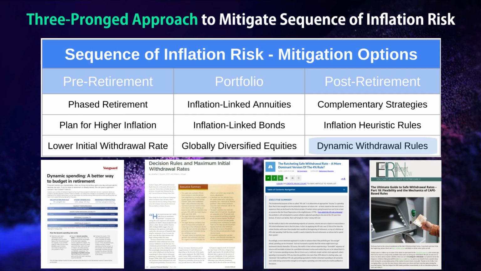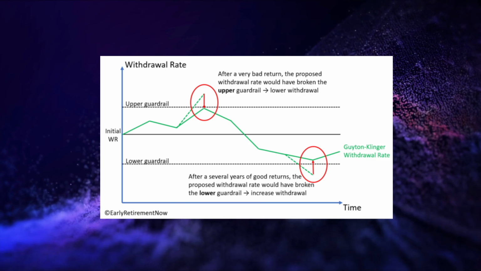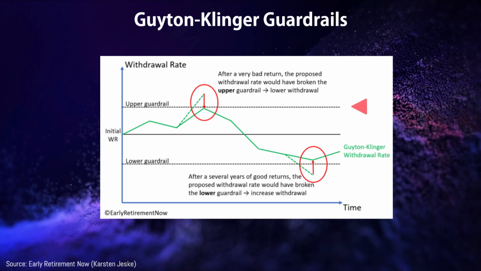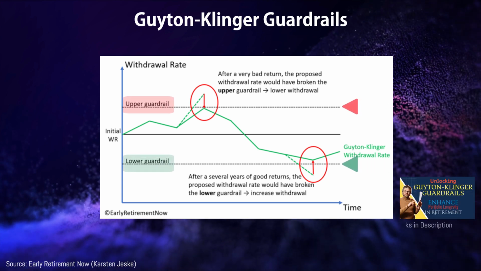These include the Vanguard Dynamic Spending Rule, Guyton-Klinger Guardrails, Kitz's Ratcheting Rule, Bengen Floor Ceiling, and CAPE-Based Withdrawal. I have covered a number of these in other videos, and will include links in the description for anyone interested in exploring further. For instance, the Guyton-Klinger Guardrails strategy involves adjusting withdrawals within specified limits based on portfolio performance.